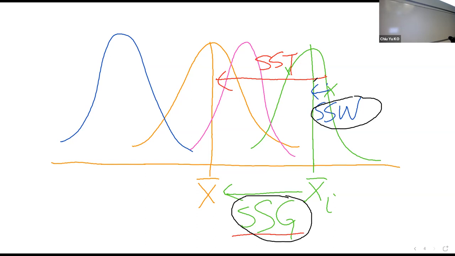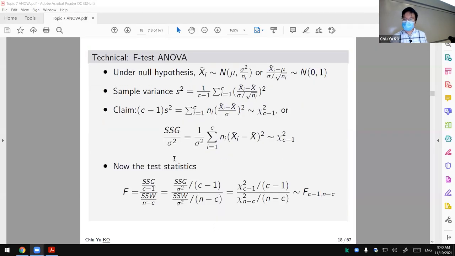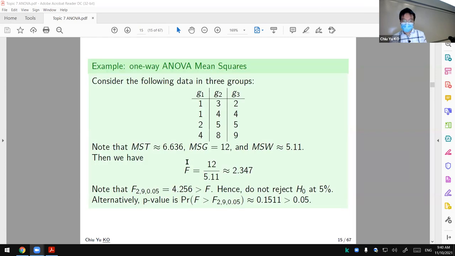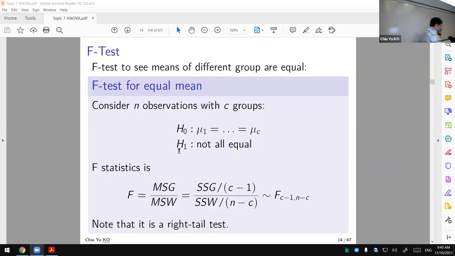Is that clear? Let me repeat the idea again. If they have the same mean, each group's mean should also be close to the overall grand mean, with some similar variance. And for each group, you can measure the variance. If they all belong to the same overall mean, you can compare their variances. It's hard to say without going through the proof. Actually, the proof is like this, but it's not easy to do without showing the proof. But more or less, the idea is what we have.